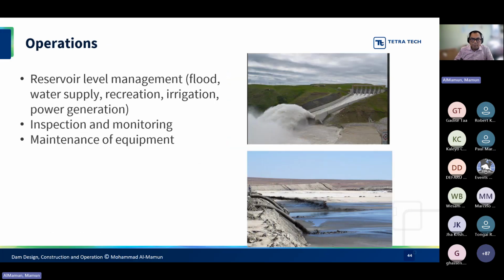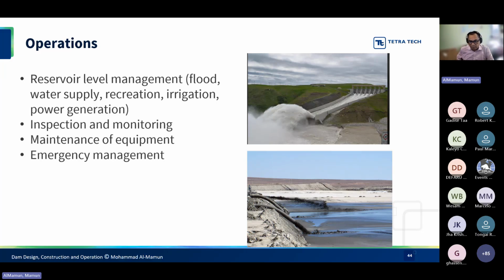Anyways, operations is another big part because, as I said, we operate the facility for many decades. Operations could be reservoir level management during floods, supply, irrigation, power generation. So it's almost like 24/7 work, or at least routine work. And then we also need to inspect and monitor. We have to maintain the equipment.